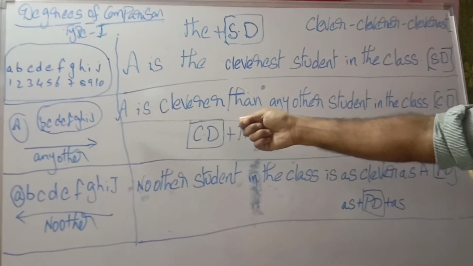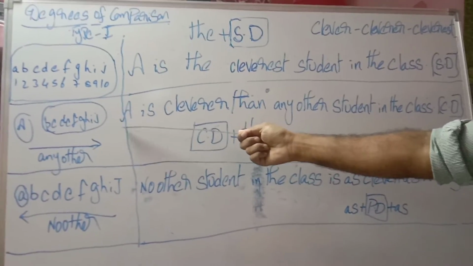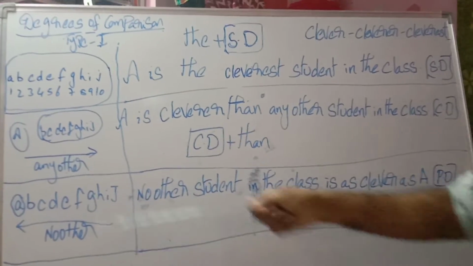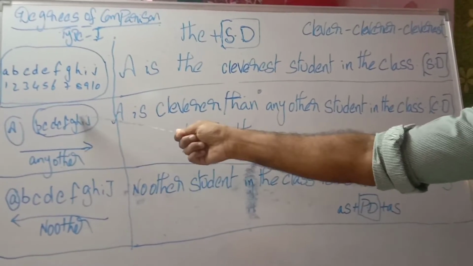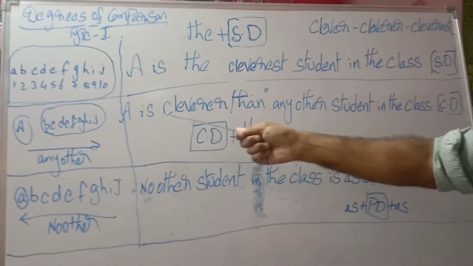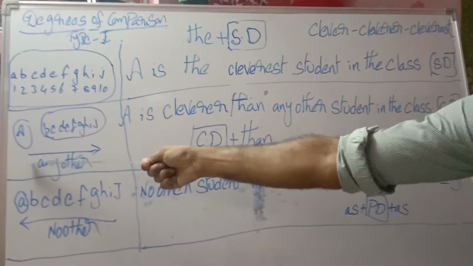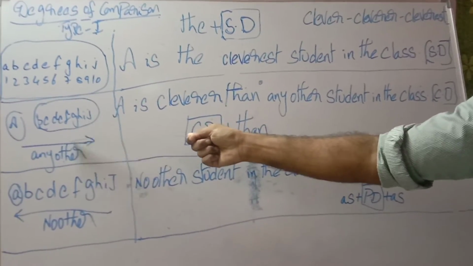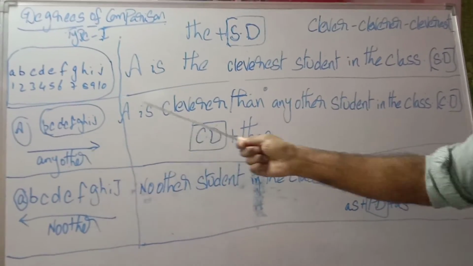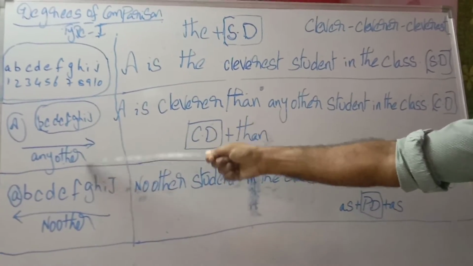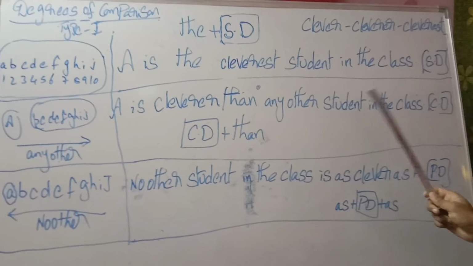It starts from comparison with A. So it starts from A, so it comes from this side. So the name of the entire group is "any other". So A is cleverer than any other boy, any other student in the class. That is the comparative degree.